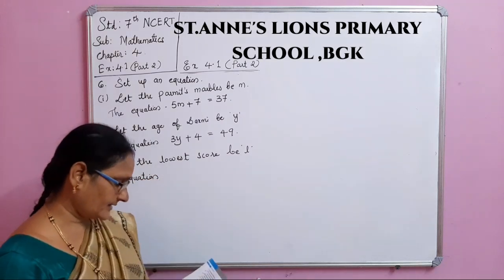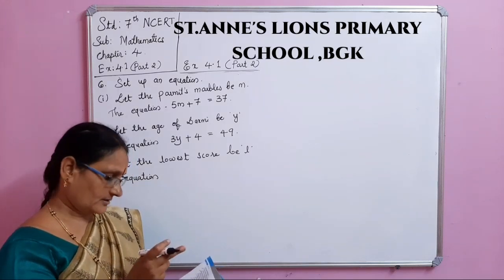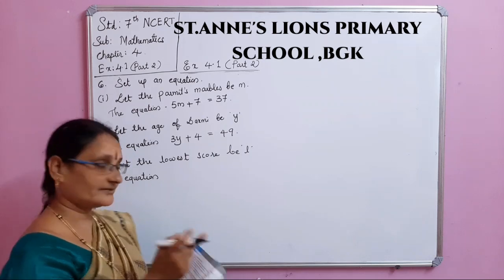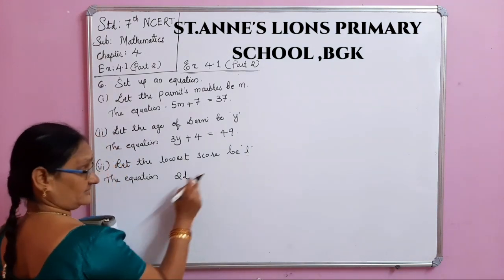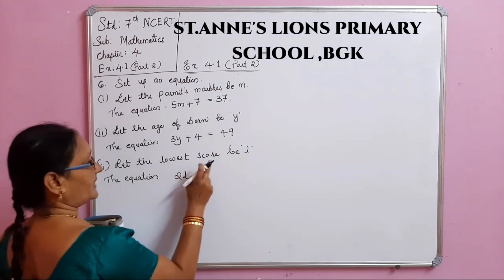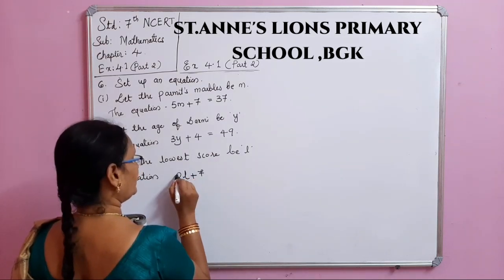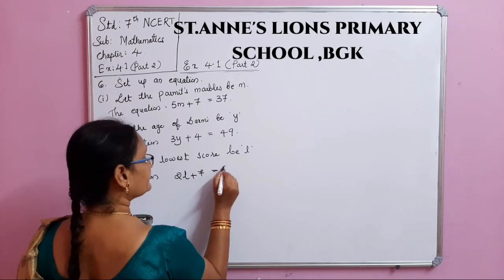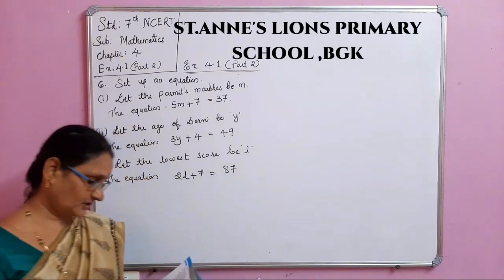The equation, see here. Twice the lowest, that means 2L. Marks plus 7. Twice the lowest marks plus 7, 2L plus 7 is equal to 87. 87 is the total marks.